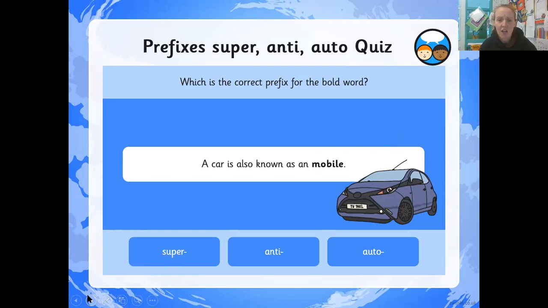Okay, next one. A car is also known as an mobile. And there's a clue here, look, because you did some work on an and a.